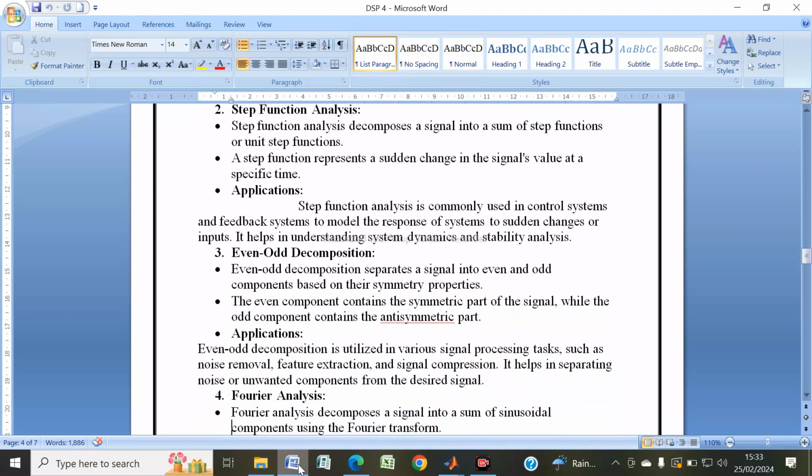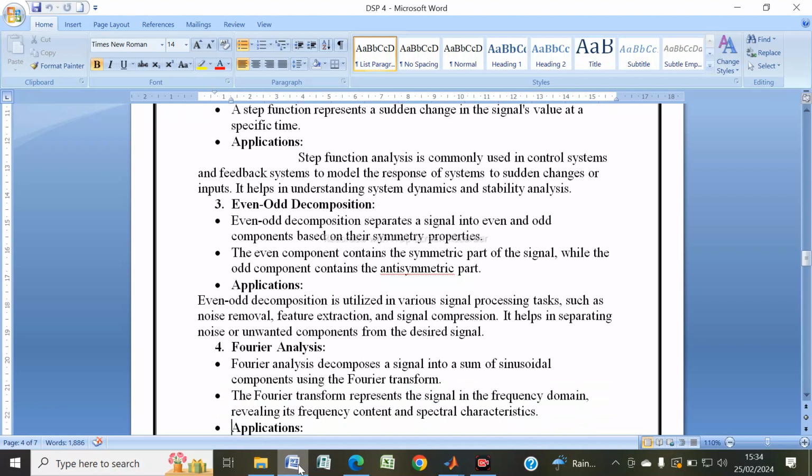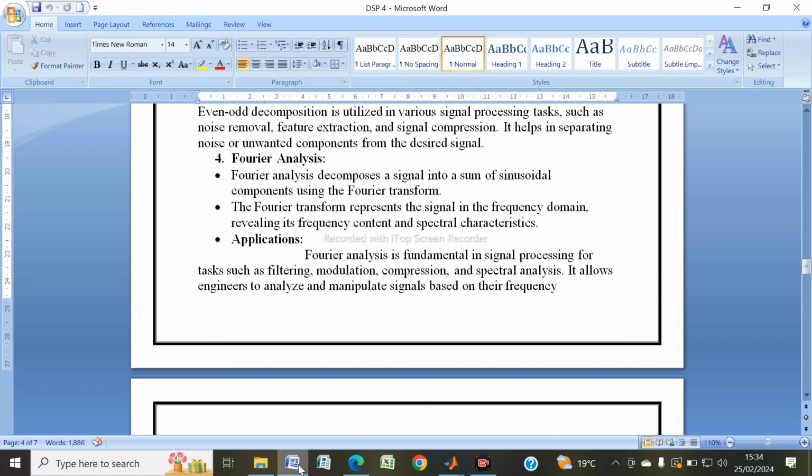Even-odd decomposition separates a signal into even and odd components based on symmetric properties. Its application is in various signal processing tasks such as noise removal, feature extraction, etc. And now we will move to Fourier analysis. Fourier analysis decomposes a signal into a sum of sinusoidal components using the Fourier transform. It is fundamental in signal processing for tasks such as filtering, modulation, compression, and spectral analysis. It allows engineers to analyze and manipulate signals based on their frequency.